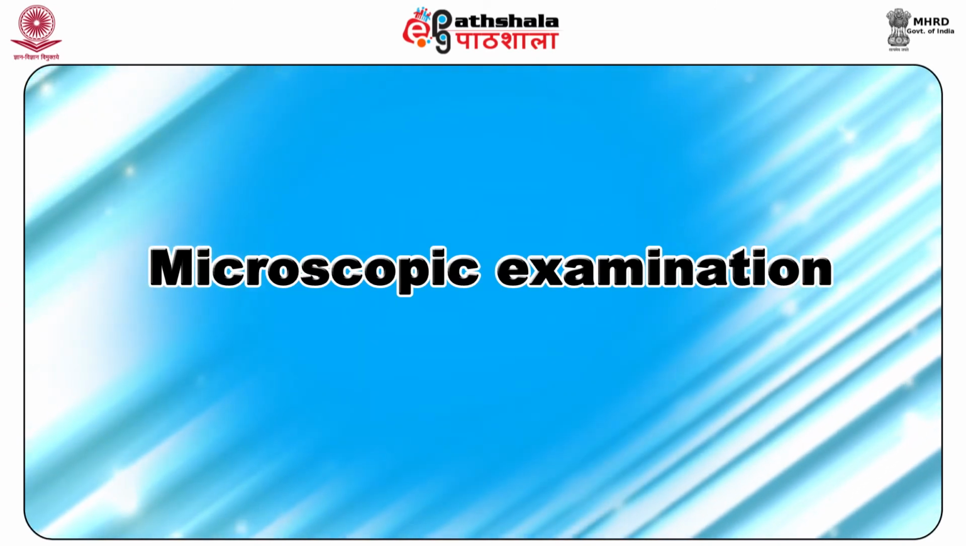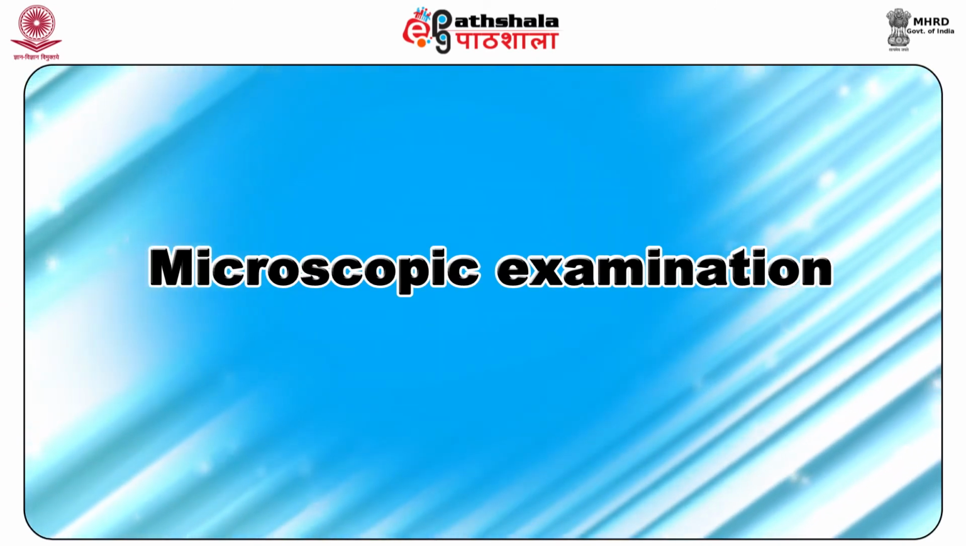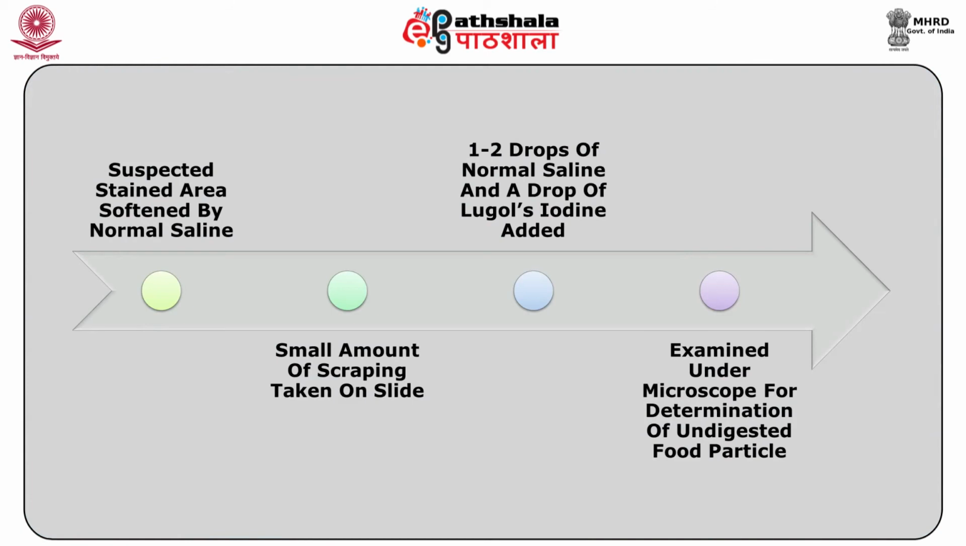Firstly, we will discuss microscopic examination in detail. In the microscopic examination, the suspected stained area is softened by the use of normal saline for half an hour. A small amount of scrapping from the stain is taken on a microscopic slide, and one or two drops of normal saline and a drop of Lugol's iodine is added to it.